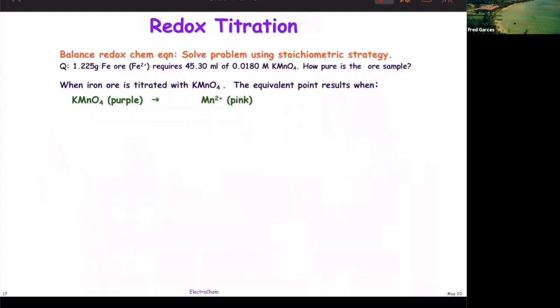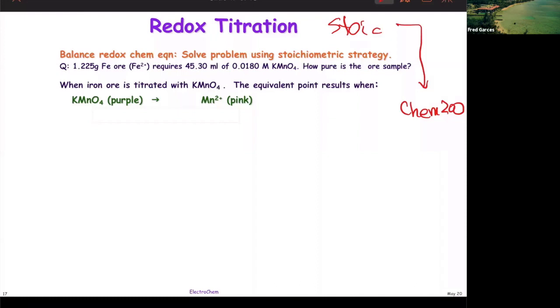This is a problem where we use the redox equation to do a little bit of stoichiometry. Doing stoichiometry requires your knowledge from Chem 200, that is, working with moles and using the balanced equation. Balancing the redox equation requires you to remember what we just talked about in the previous lecture session. So this is a question.